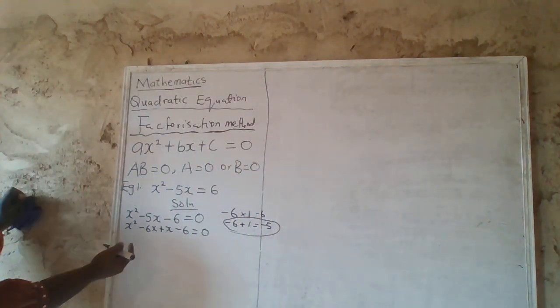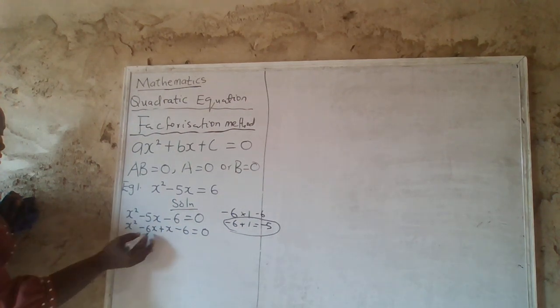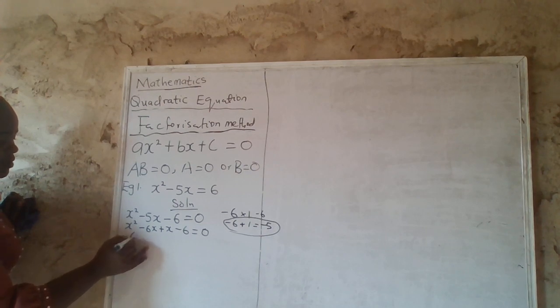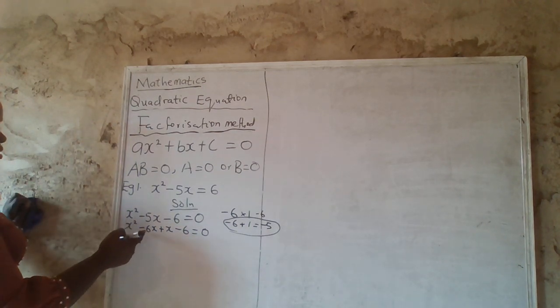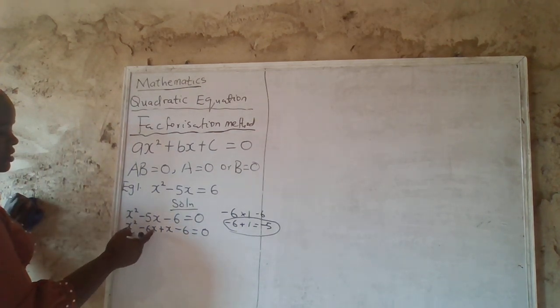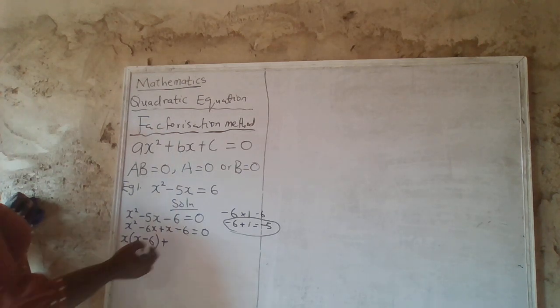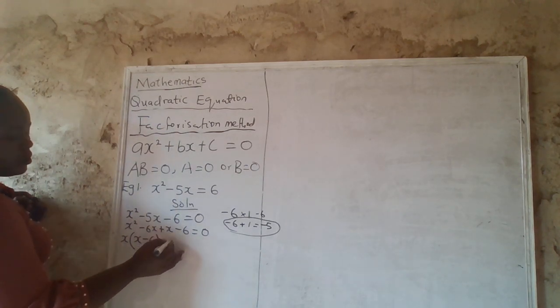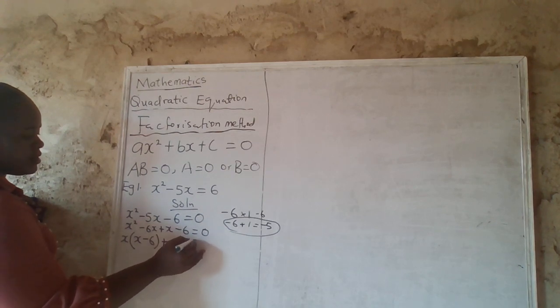Okay, now having done that, we take them in pairs. Let's take these first two terms. What is common there? We have x to be common. So we factorize out x. We have x. Now x divided by x squared, we have x. Minus 6x divided by x, we cancel x and we have minus 6. Plus, what is common there? I think 1 should be common, so that we have x minus 6.